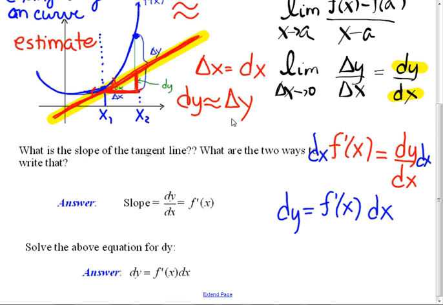And they have right at the bottom, in summary, delta y represents the change in y along the curve, and dy represents the change in the tangent line. You might want to highlight that. I have highlighters too.